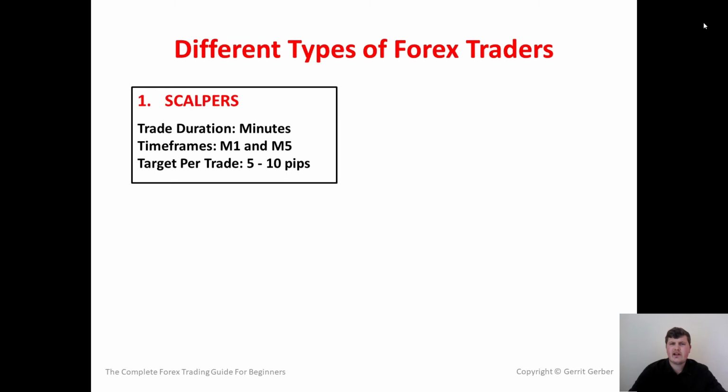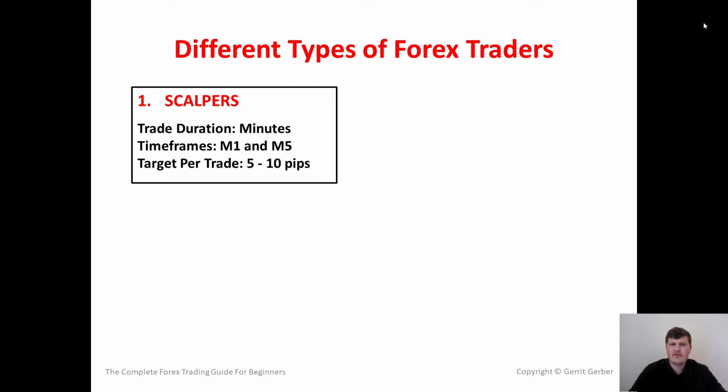Now, the first type of Forex trader in the market are called scalpers. These traders like to be in and out as quickly as they can in the markets, and therefore their trade duration tends to be only a few minutes, with the two time frames that they focus on being the minute 1 and the minute 5 time frames, and their target per trade being 5 to 10 pips. These scalpers don't like to be in the market any longer than they absolutely have to, and they are comfortable taking smaller trades and lots more throughout the day than any other trader.